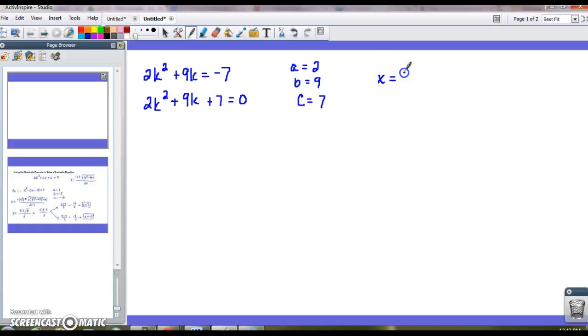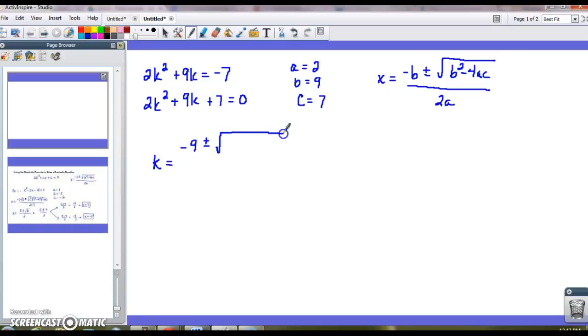Here's my formula. x equals negative b plus or minus the square root of b squared minus 4ac, all of that over 2a. So here we go. I'm just going to plug in now. In my case, my variable is k, so I'm going to use a k. So I have negative 9 plus or minus the square root of 9 squared minus 4 times 2 times 7, all of that over 2a, so all of that over 2 times 2.